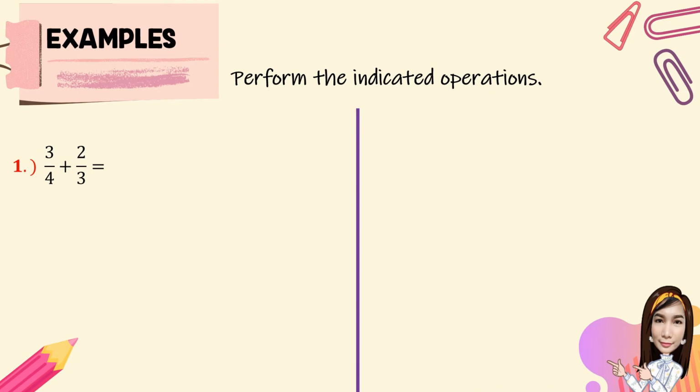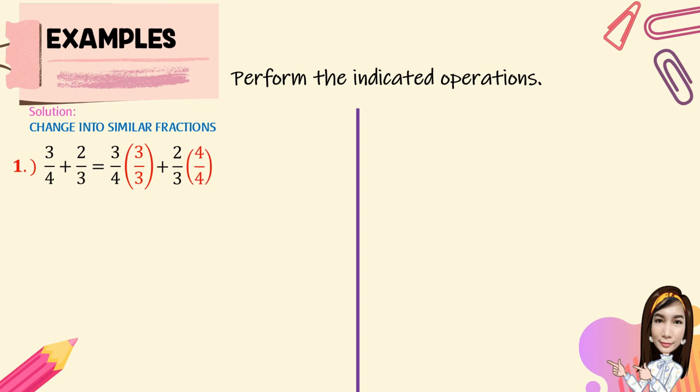Now, for you to understand, let's have the following examples. Perform the indicated operations. For number 1, we have 3/4 plus 2/3. For the solution, change into similar fractions. We think of a number to multiply 3/4 and 2/3 by so that it gives us the same denominator. For 3/4, we multiply both numerator and denominator by 3. For 2/3, we multiply both numerator and denominator by 4.